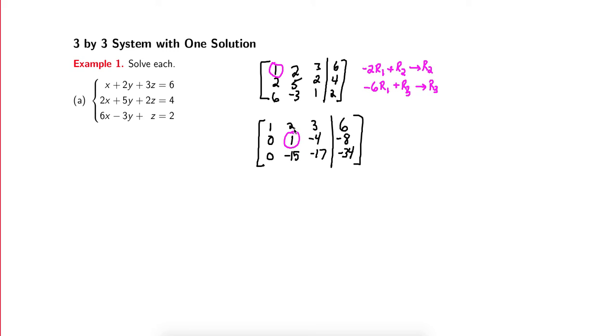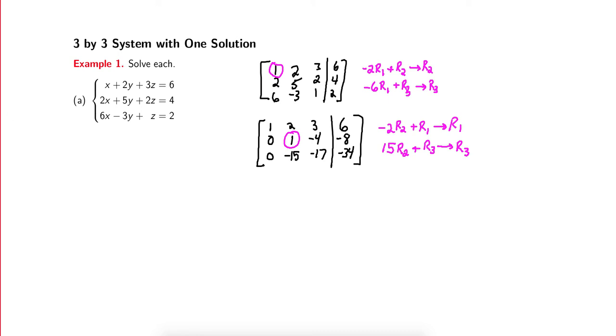So the opposite of 2 is negative 2. If we take negative 2 and multiply it by row number 2, we can add it to row number 1 and get a new row number 1. Likewise, below the 1, we have negative 15. The opposite of negative 15 is positive 15. So positive 15 times row number 2, we can add that to row number 3, and that'll give us a new row number 3.